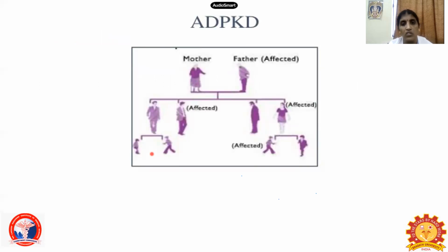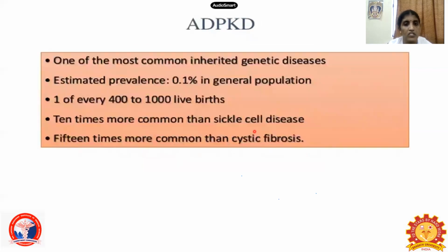As the name says, autosomal dominant. So either mother or father, only one could be affected, and almost 50% of offspring get the disease. This is one of the most common inherited genetic diseases, involving 0.1% of the general population.